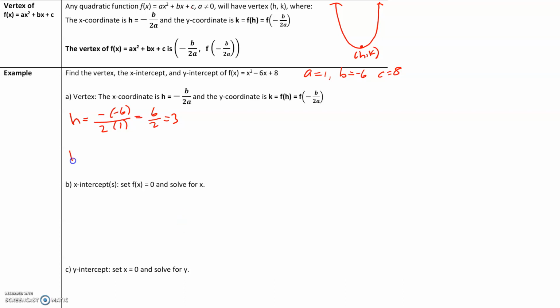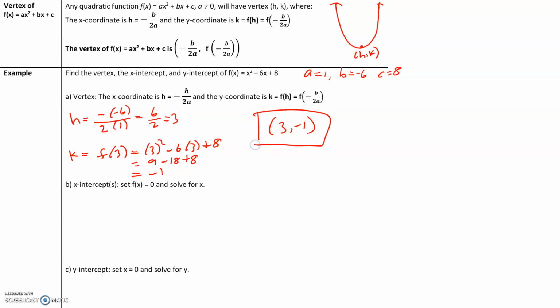To get the y coordinate or the k value, remember k we refer to as the y coordinate of the vertex, we simply take the h coordinate, which is 3, and we replace each x with a 3. So k is going to be f of 3, which is going to be 3 squared minus 6 times 3 plus 8. So this is 9 minus 18 plus 8. 9 minus 18 is negative 9. And negative 9 plus 8 is negative 1. So our vertex has an x value of 3 and a y value of negative 1.